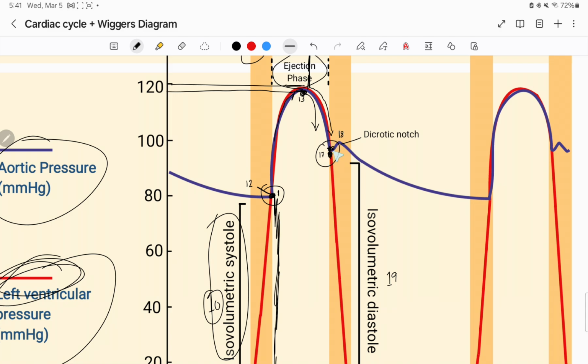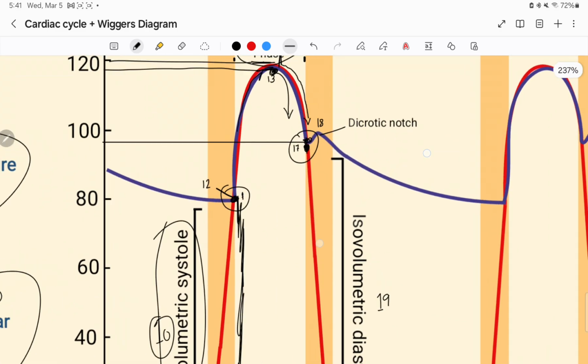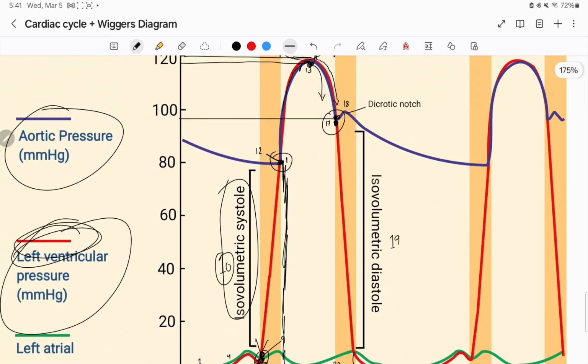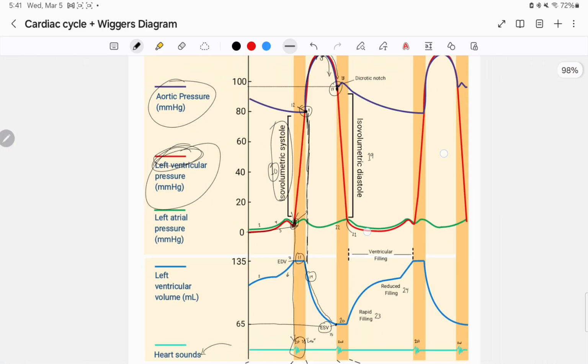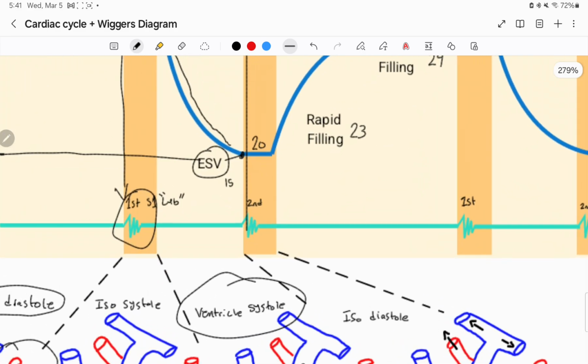And at this level, I don't even know what this is, let's just say, for the sake of argument, it's around 98. At around 98, it has a greater pressure than the left ventricular pressure. And what that is going to do is snap close the semilunar valves. The semilunar valves will close as soon as I'm able to enter into the isovolumetric diastole phase. And that, guys, if we track down number 17 all the way, you'll see is the cause for the second heart sound.